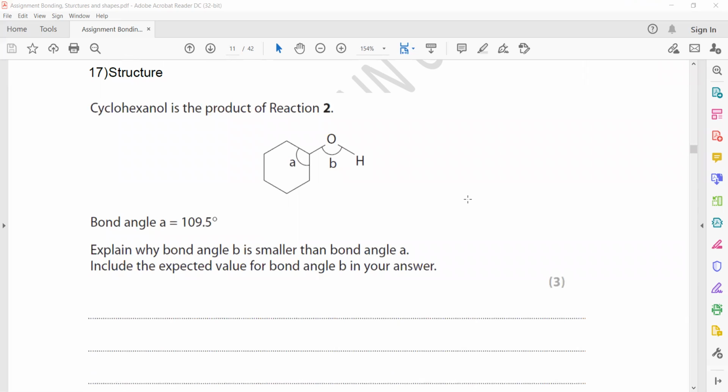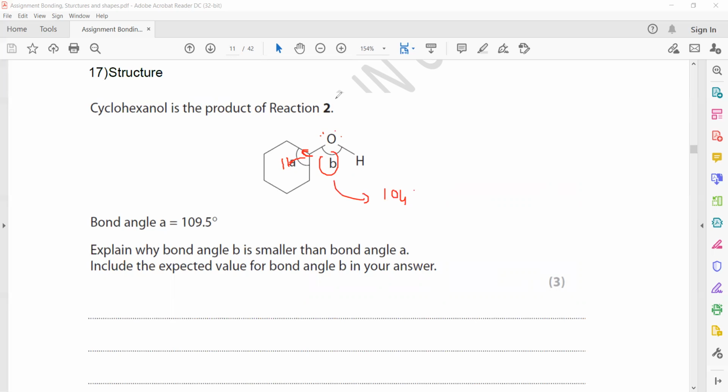In question 17, cyclohexanol is a product of reaction 2. The bond angle of A is 109.5. Explain why the bond angle of B is smaller and include an expected value for a bond angle. So what is the reason? As you can clearly see, a skeletal formula is given. At this position, carbon is there, so it will have hydrogen and there's no lone pair. But oxygen has lone pairs, so it has two bond pairs and two lone pairs.